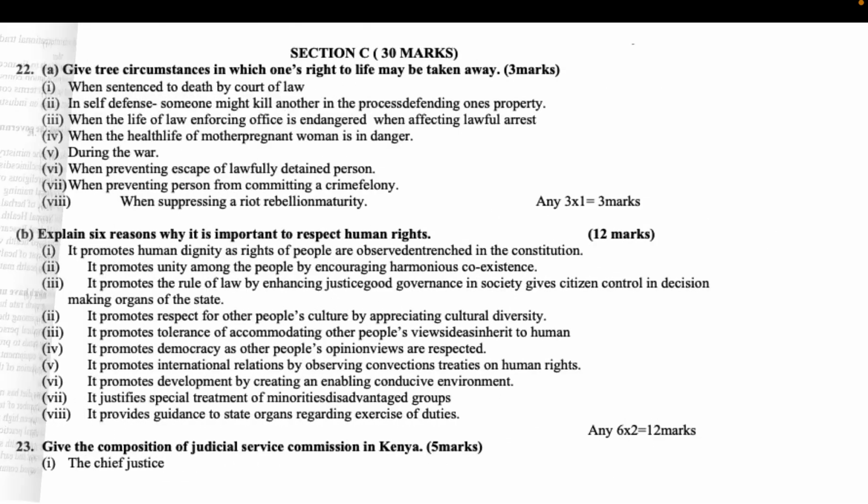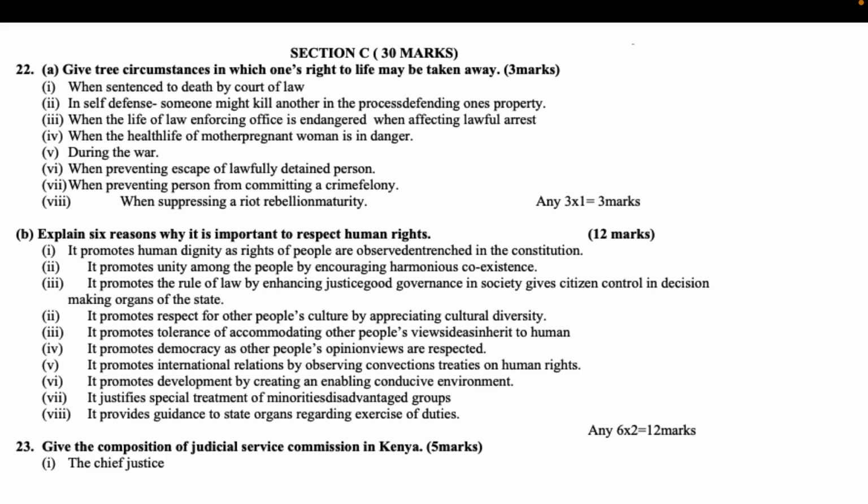Section C, 30 marks. A. Give 3 circumstances in which one's right to life may be taken away. 3 marks. When sentenced to death by a court of law. In self-defense, someone might kill another in the process of defending one's property. When the life of a law enforcing officer is endangered when effecting a lawful arrest. When the life of a pregnant woman is in danger. During war. When preventing escape of a lawfully detained person. When preventing a person from committing a crime or felony. When suppressing a riot or rebellion. Any 3x1 equals 3 marks.